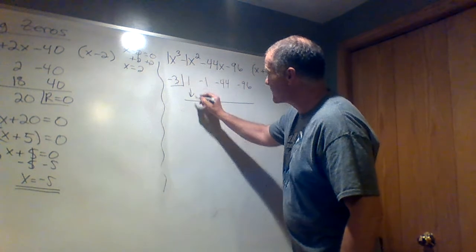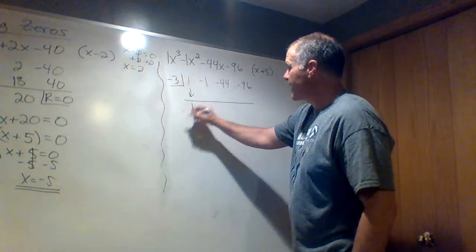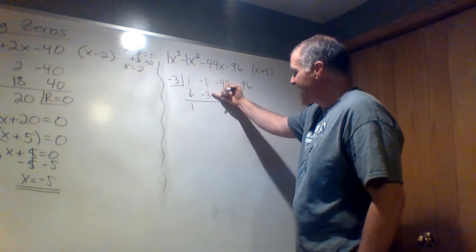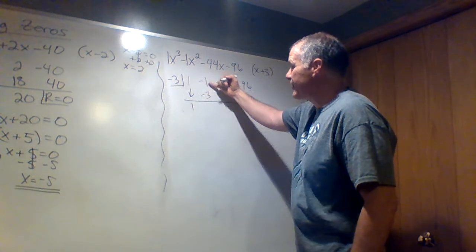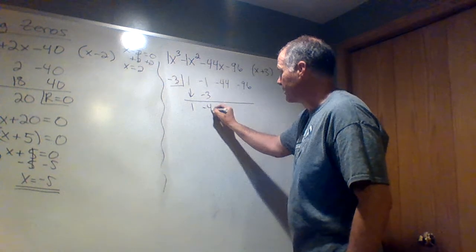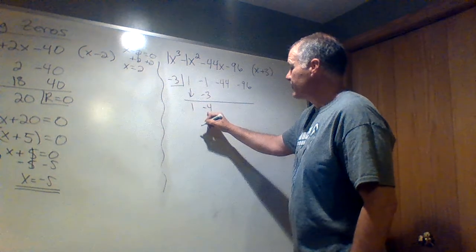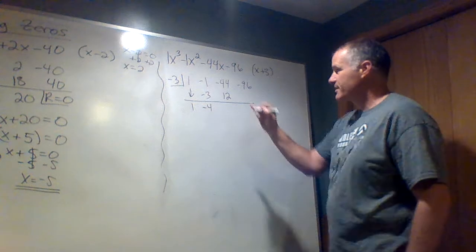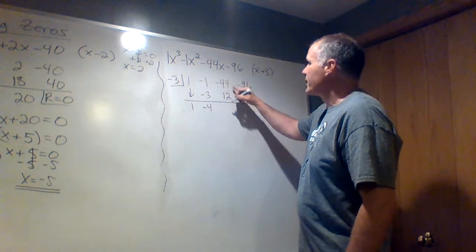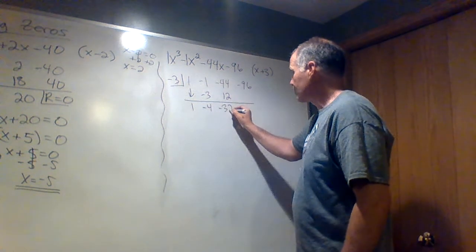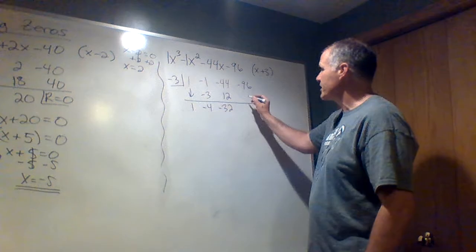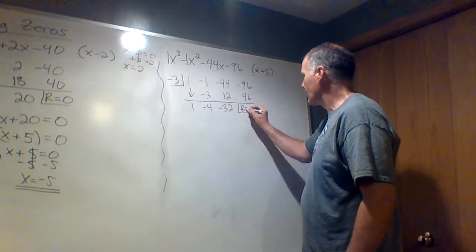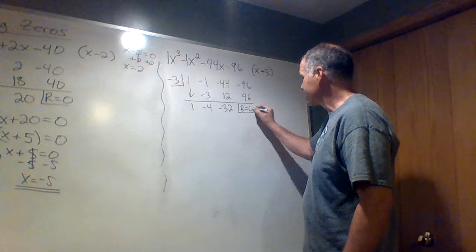Okay, 1 comes down, -3 times 1, -3. -1 and -3 add together. Remember, those are both negative, -4. -3 and -4 makes a +12. Negative times a negative, positive. -44 and +12, -32. -3 and -32 makes a +96. Boom. There we go. -96, +96, 0.